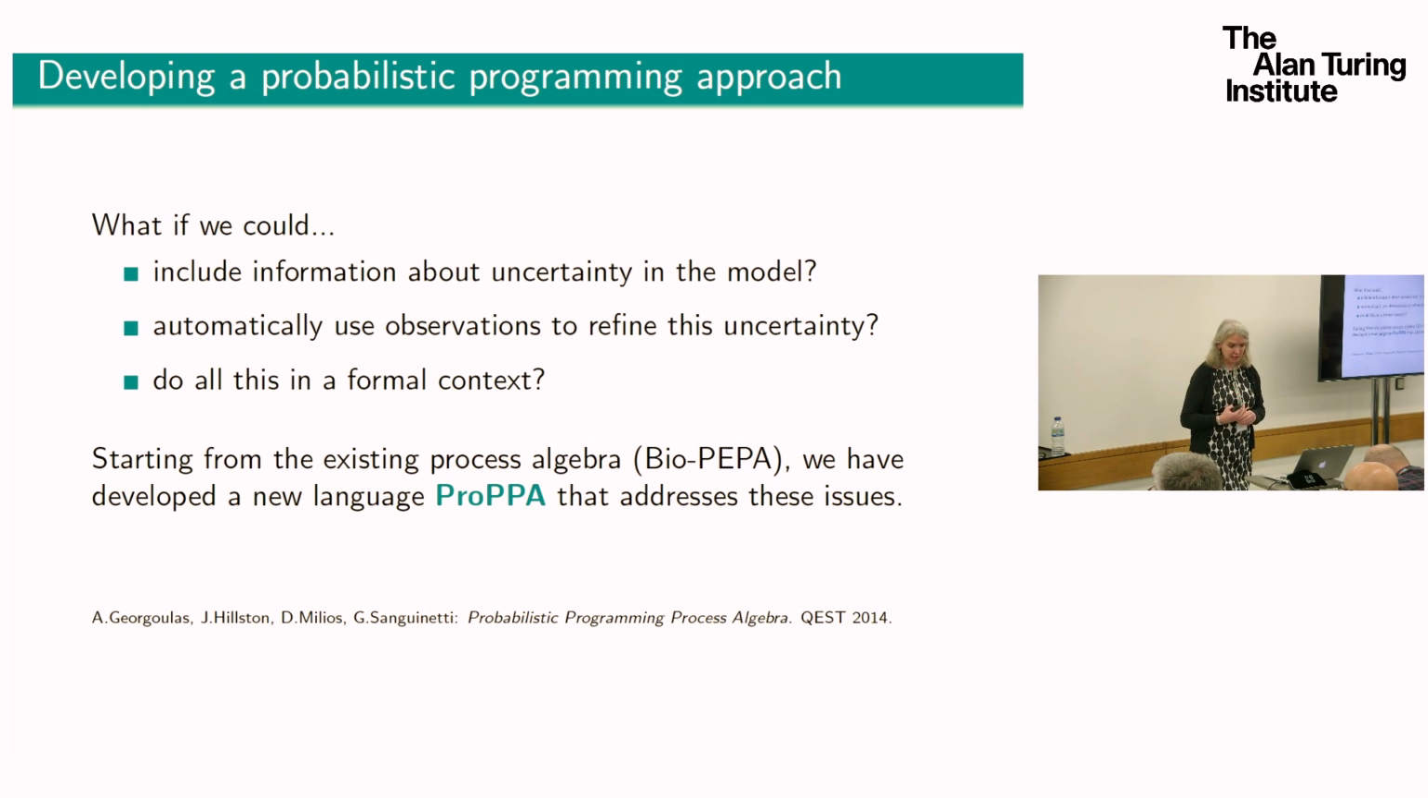And so this led to the work of Anastasis's PhD, which was a new language called ProPPA, which is probabilistic programming process algebra, which is really quite a small extension of Bio-PEPA, as we'll see, to include those elements that are currently missing.